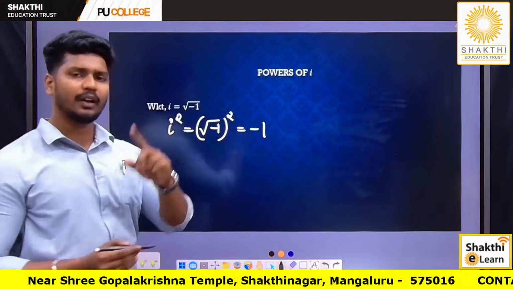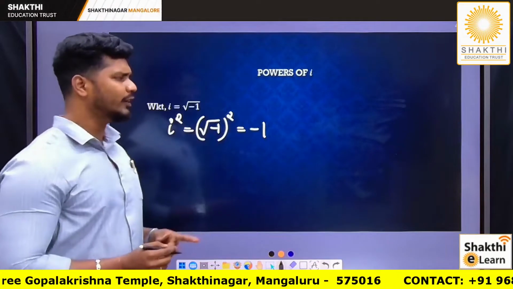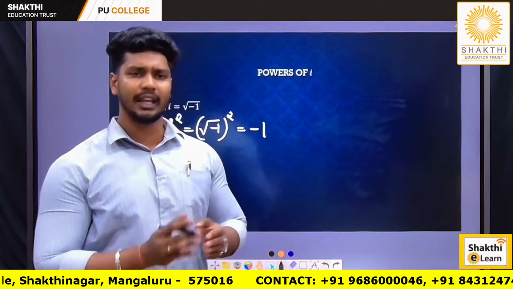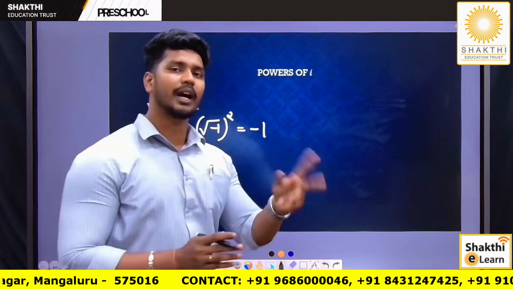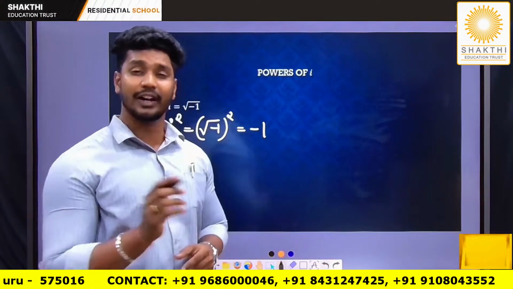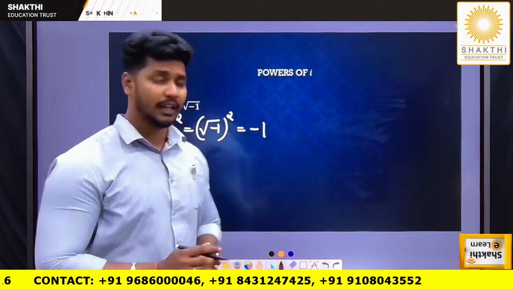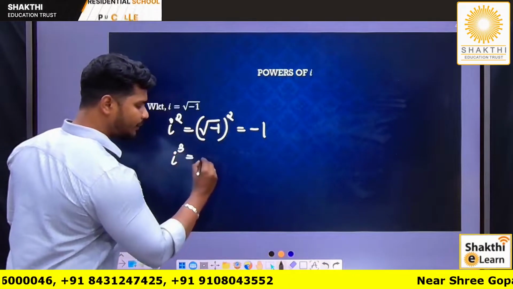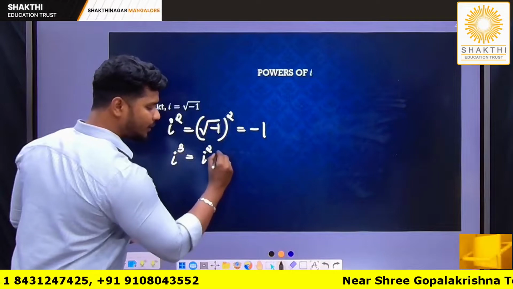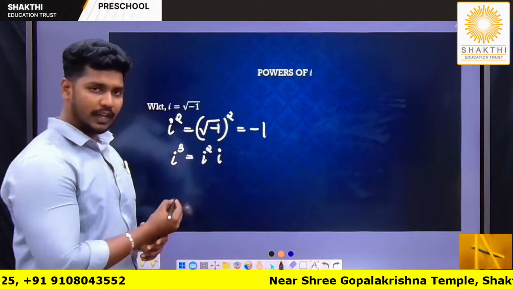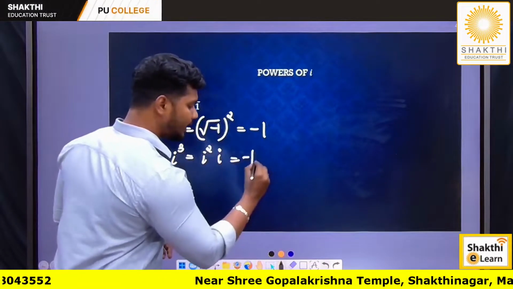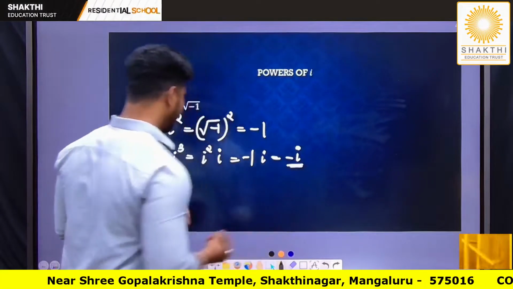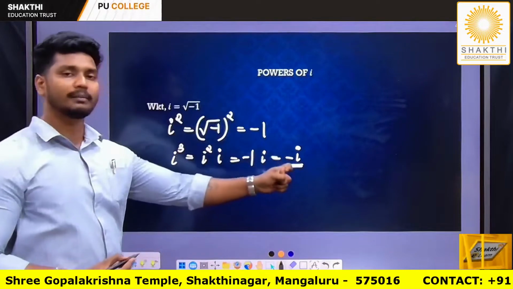You have to keep this in mind always, because it is a very important topic. If I have to multiply complex numbers in any way, and I get i into i, that will be i square. The value of i square is always minus 1. Similarly, i cube can be written as i square multiplied by i. We know both the values: i square is minus 1, into i. I can say it is minus i. The value of i power 3, that is i cube, is minus i.